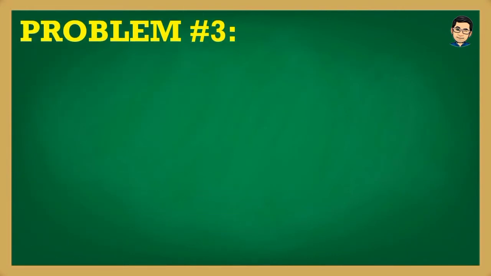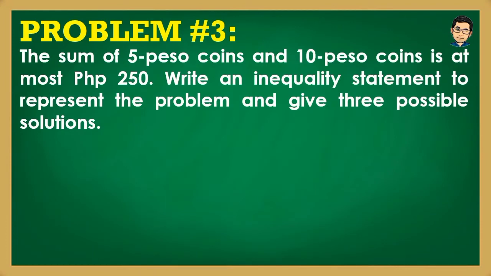So, let's have problem number 3. The sum of 5 peso coins and 10 peso coins is at most 250 pesos. Write an inequality statement to represent the problem and give 3 possible solutions. So, we have there two given. Yung 5 peso coins, tsaka yung 10 peso coins. And then, yung keyword natin dito is at most. So, since we are using the word at most, yung keyword na yan, it means less than or equal to.